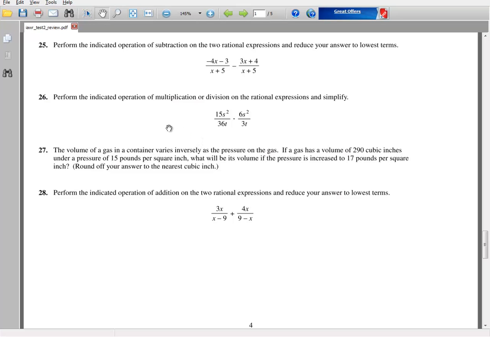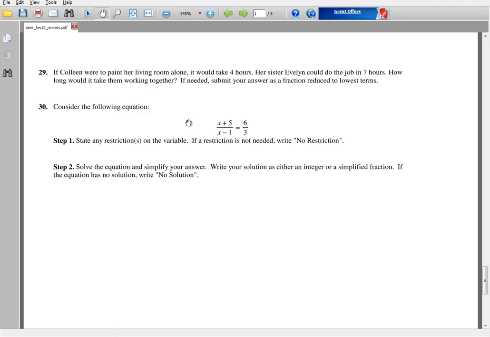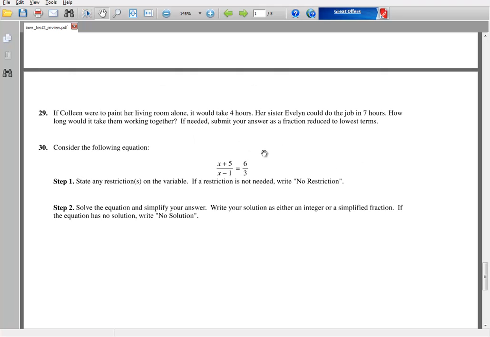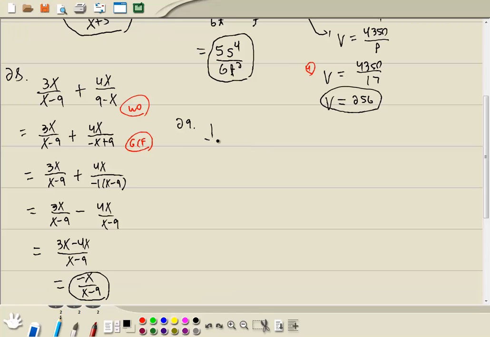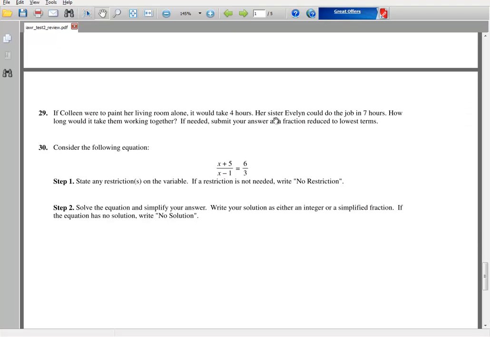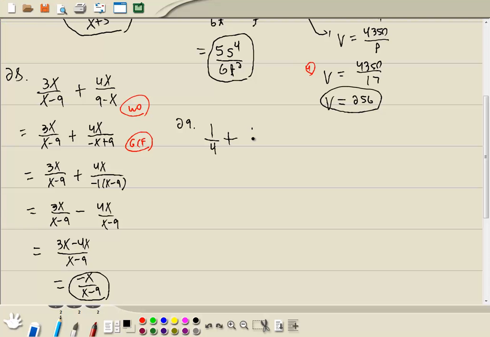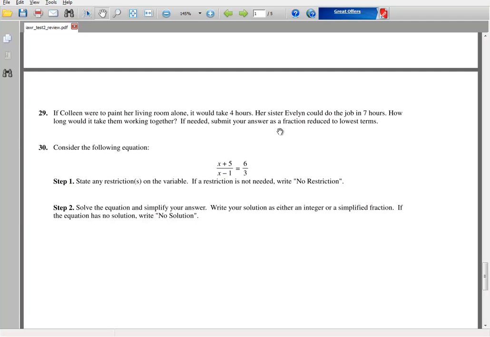Okay, 29. If Colleen were to paint her living room alone, it would take 4 hours. Her sister Evelyn could do the job in 7 hours. How long would it take them working together? Okay, so this is a shared work problem. So Colleen takes 4 hours, so Colleen would be 1 over 4. Plus, Evelyn could do the job in 7 hours, so it would be 1 over 7. And it's asking, how long would it take them working together?